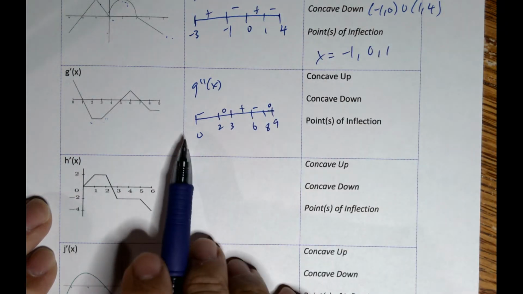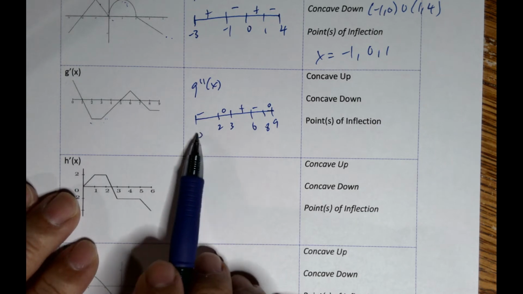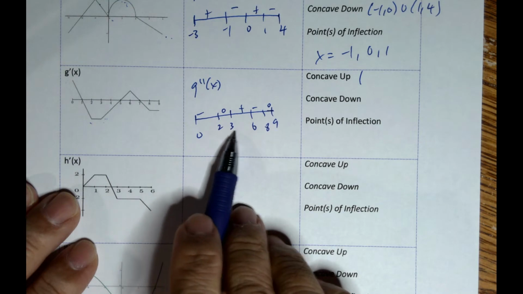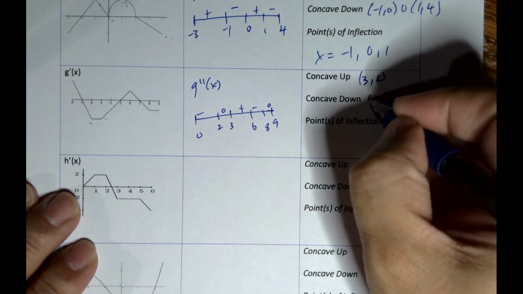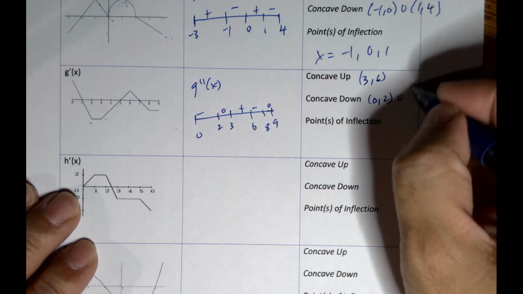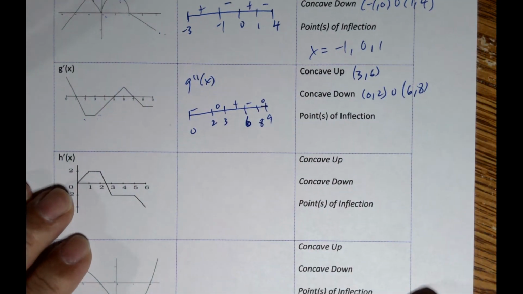So it's concave up from 0 to 2. No, I'm sorry, concave up from 3 to 6. Concave down from 0 to 2, and 6 to 8. Yes, that's a 6. That's not a 0. And what are the points of inflection?